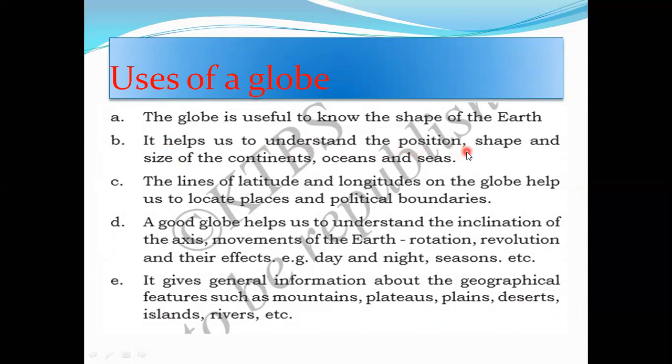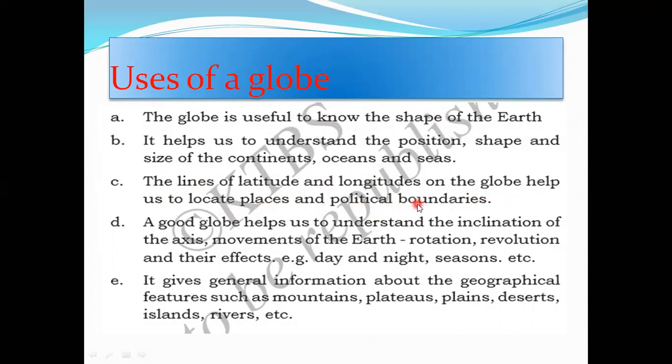What does it help us to understand? The globe helps us to understand the position, shape and size, continents, oceans, and seas. Yes or no? With the help of the globe, we can identify and understand these things. Third point, the lines of latitude and longitude on the globe help us to locate places and political boundaries.